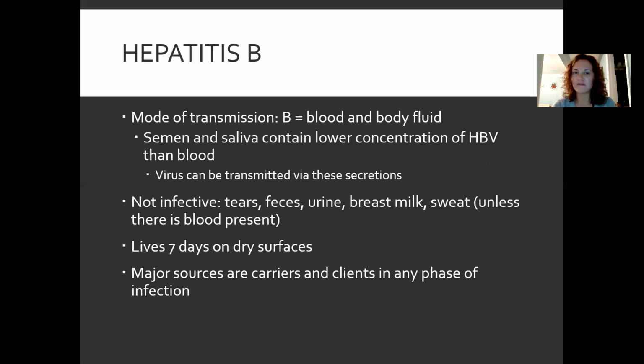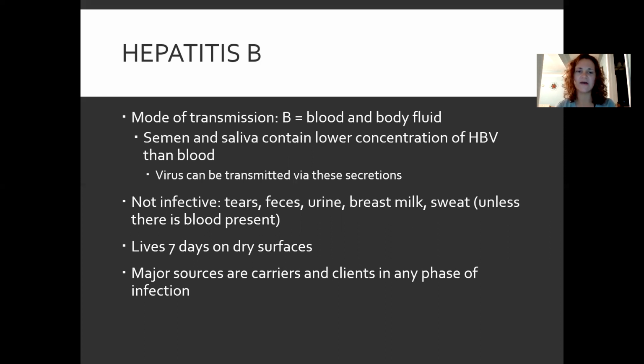Hep B's mode of transmission: B is for blood and body fluids. So it is contracted by contact with semen or saliva that contain blood. The virus can be transmitted through tears, feces, urine, breast milk, or sweat, only if there's blood present. So in normal, common contact with people, it's not going to be a risk of contracting or exposing somebody to Hep B, only if blood or semen or saliva are in those body fluids.